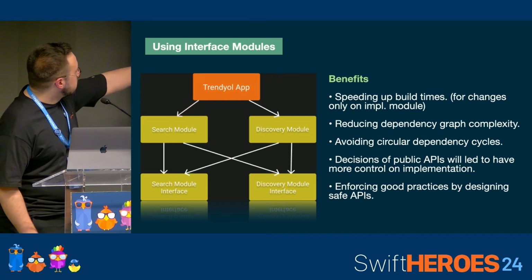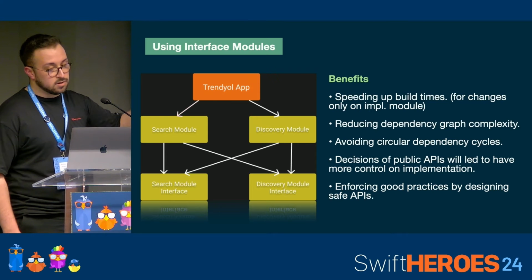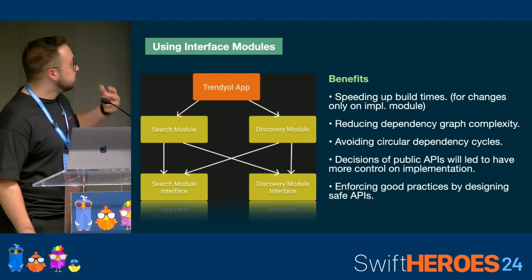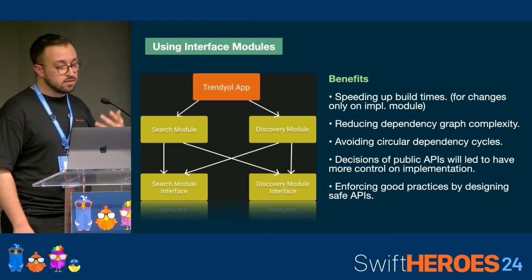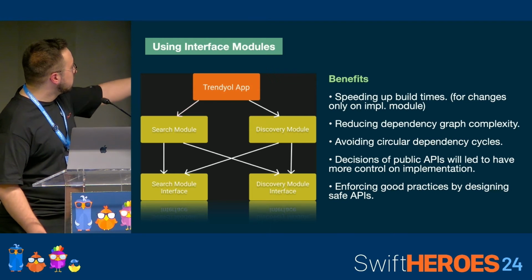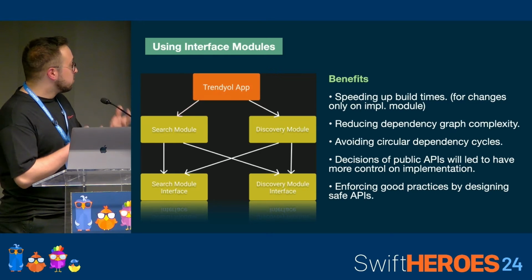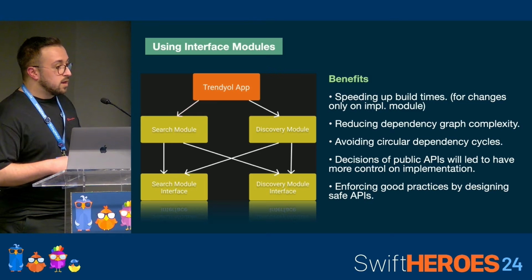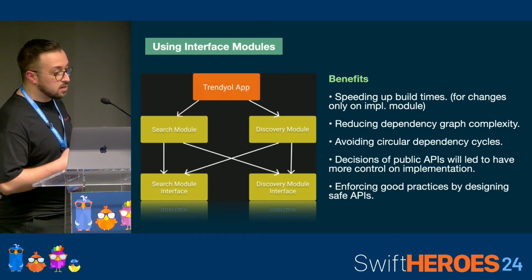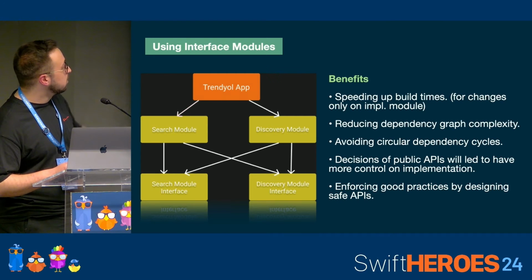Every module you see here, search module and discovery module, will have two targets. One is concrete, the other is the interface target. As you see in the diagram, only the Trendyol main app takes them as a dependency, and if search module and discovery module should access each other, they should take their interface targets as dependencies. As long as you stick to the interface and make changes on the concrete targets, it will not cause recompilation on the other modules, and you take advantage of the mentioned benefits right here.